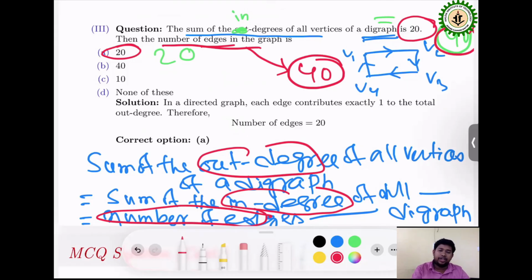Sum of in-degree and out-degree is 20, then sum of edges is 20. If the in-degree and out-degree over all vertices equal 40, then your answer is also 40. Question number 3. Question number 4.